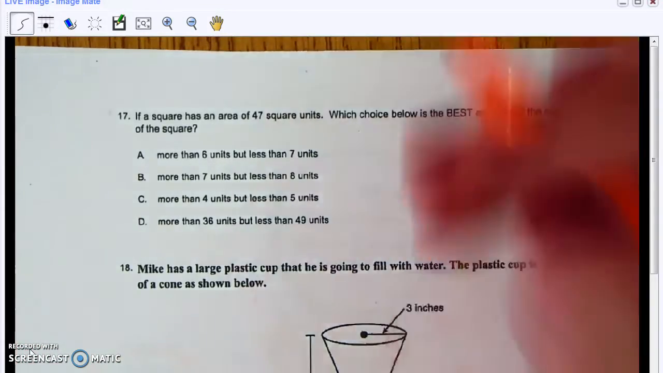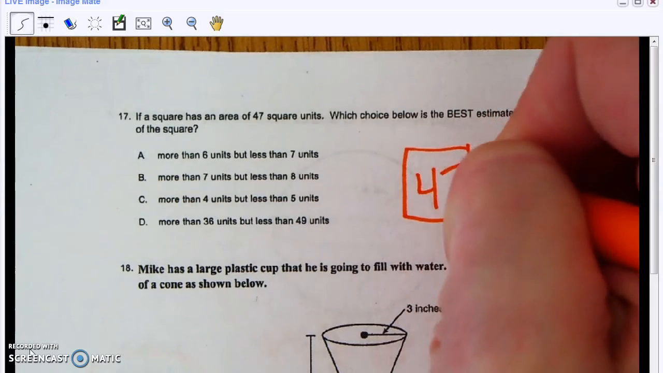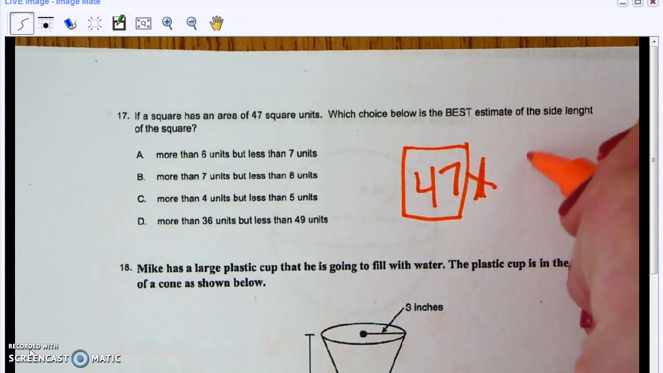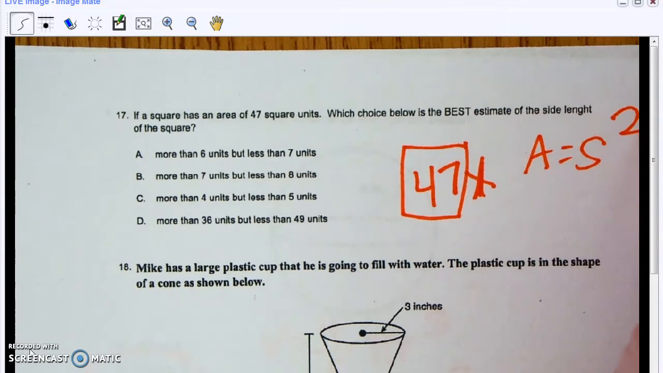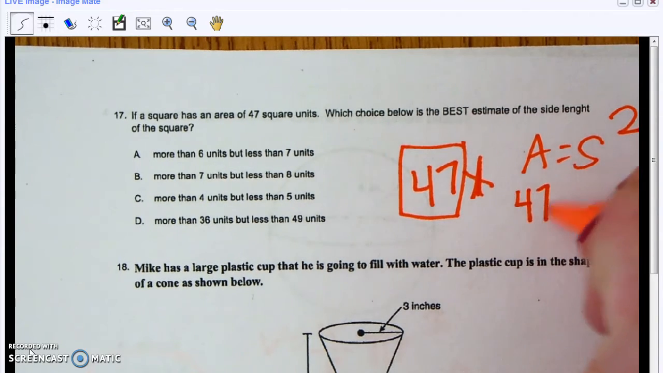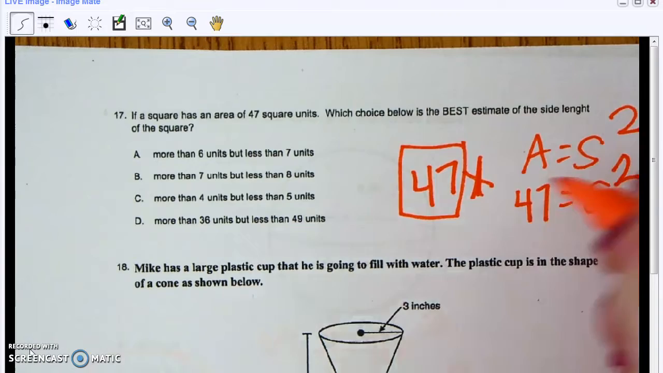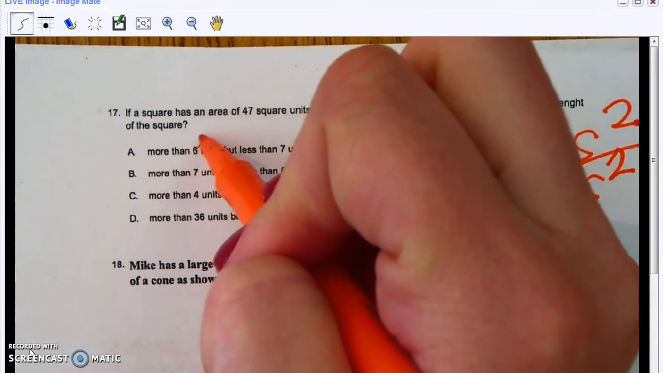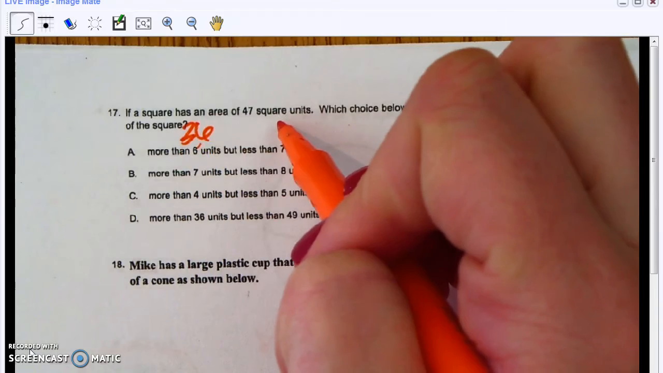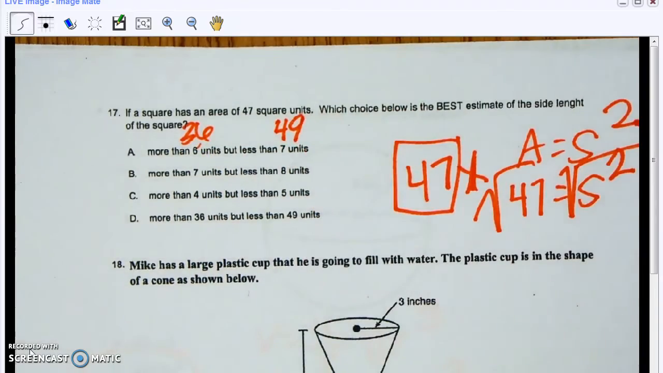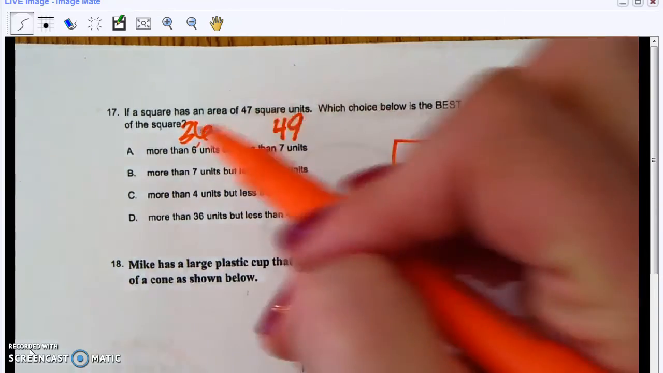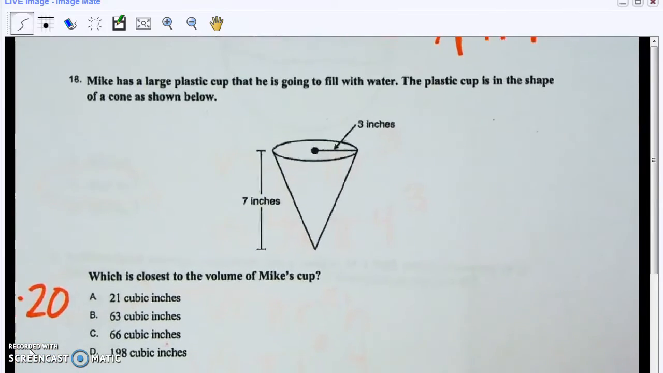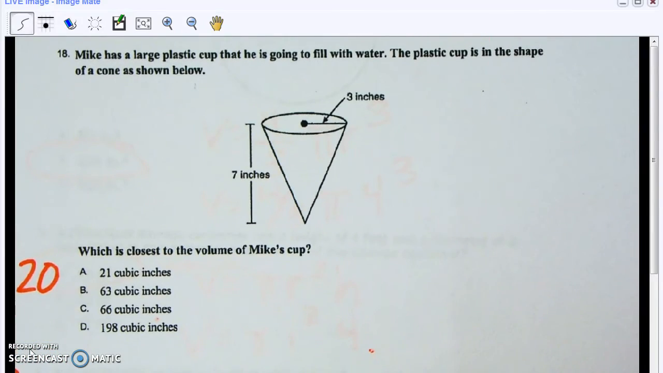A square has an area of 47 square units. How can I get the side length? Remember, we know that area is equal to side squared. So if I know the area is 47, the inverse of squaring something is taking the square root. Well, I know square root of 36 is 6. Square root of 49 is 7. 47 is between 36 and 49. So A.